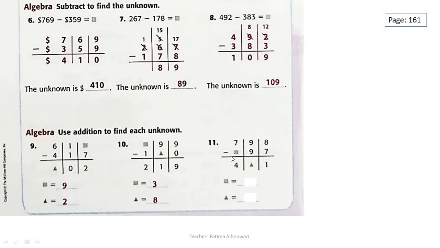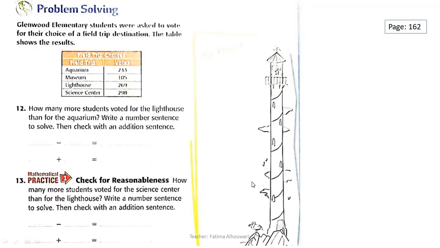7 minus something equal 4. What is it? It's 3. Excellent, grade 3. And 9 minus 9 equals 0. Excellent, grade 3. Let's see the next page. Here we have many problems. Try to solve them by yourself again, grade 3, and then you can check your answers here.